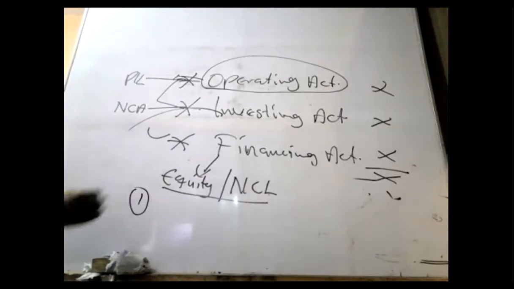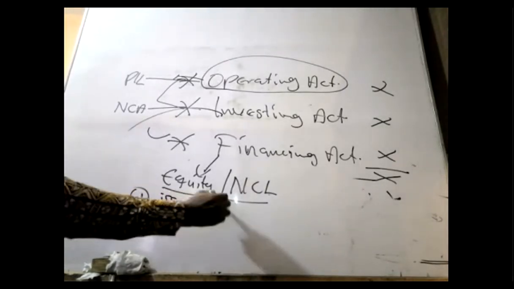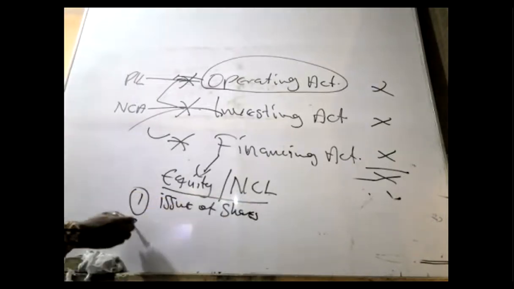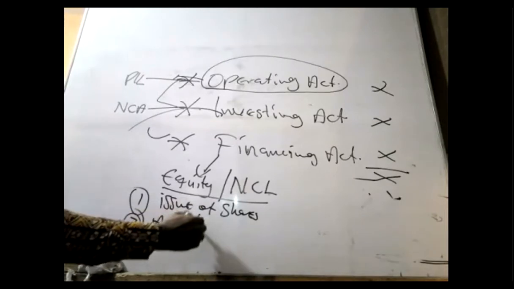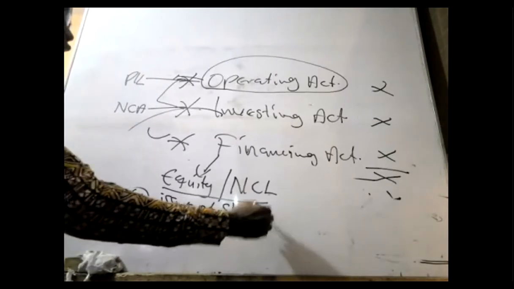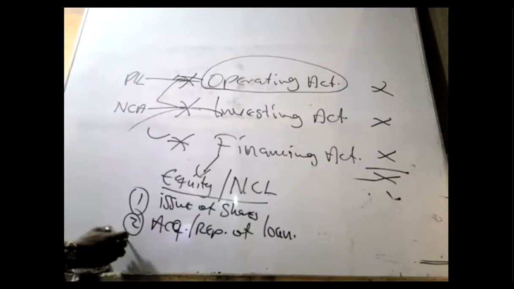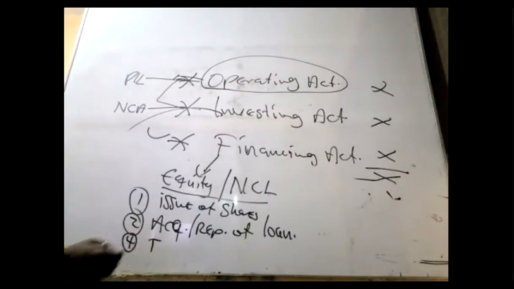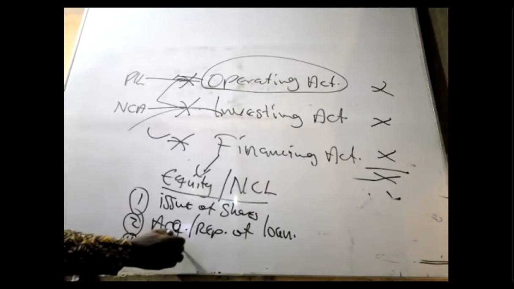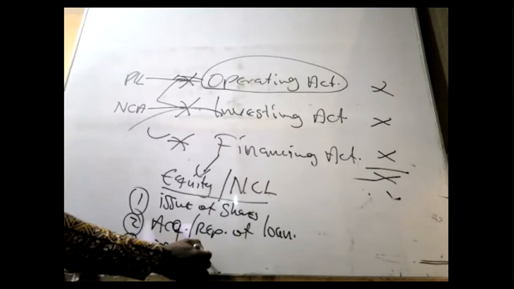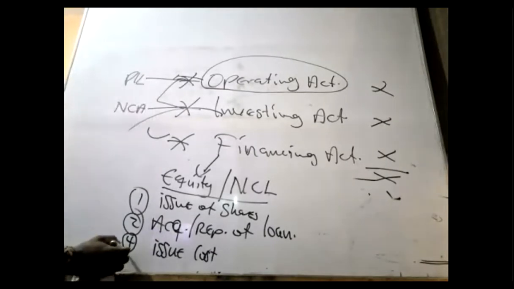So number one, issue of shares. Issue of what? Shares. Number two, acquisition and repayment of loan or debt. Number four, transaction cost or issue cost. If you see issue cost, kindly add it to your financing activity. Number five.